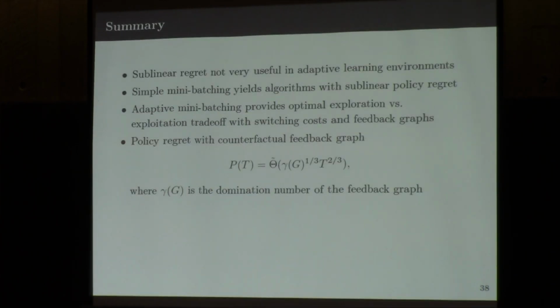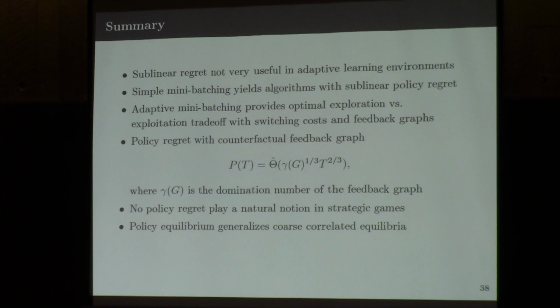Okay, so to summarize, what we've seen today is that sublinear regret is not very useful in adaptive learning algorithms, right? It's hard to interpret. In fact, it's a bigger problem. You can achieve sublinear regret by hurting everyone, by actually exploring the space of the learning environment where every strategy is bad. Whereas simple mini-batching yields algorithms which guarantee sublinear policy regret.